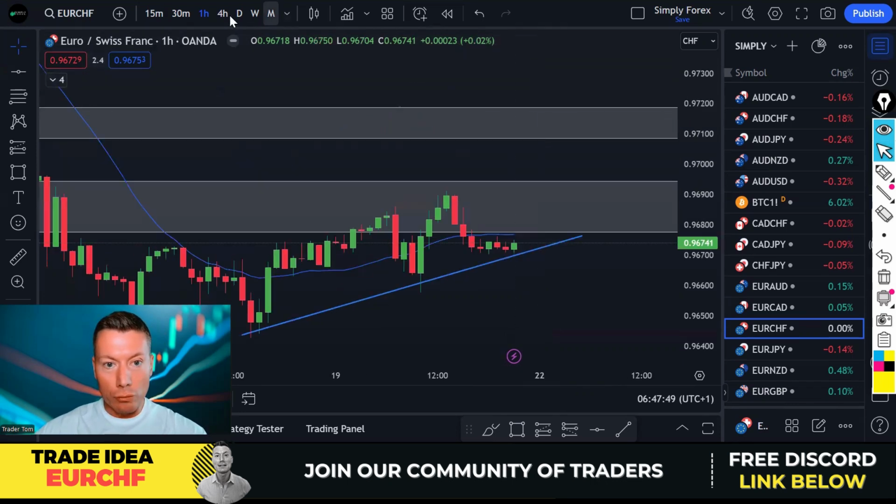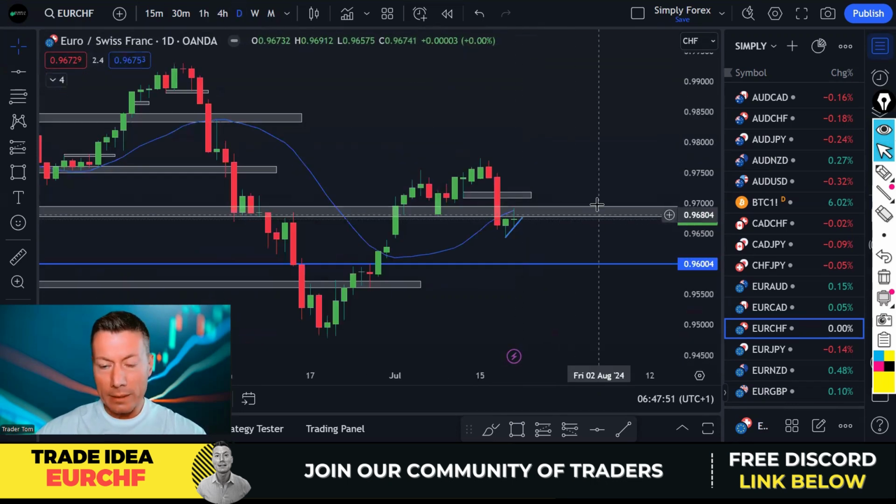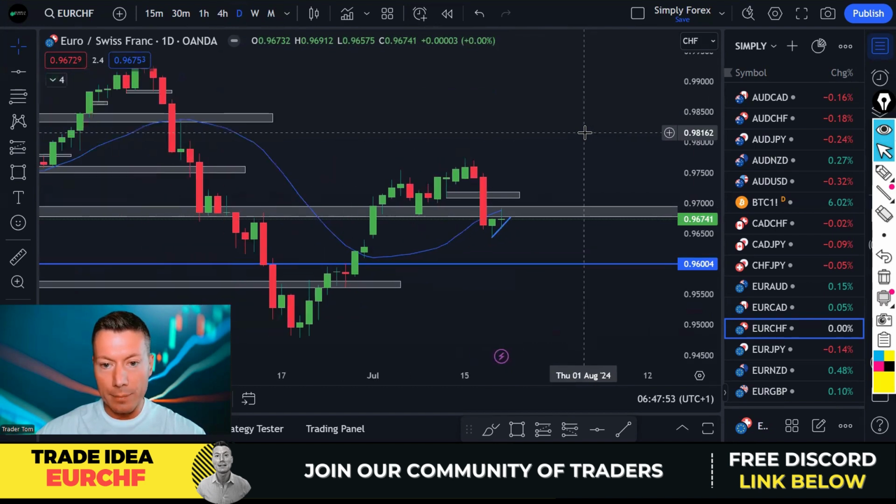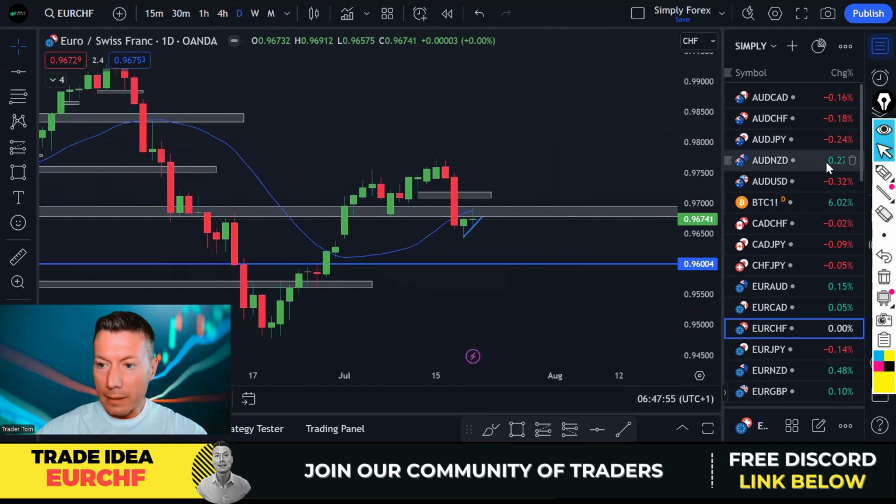Right, Euro Swiss franc. So we're going to start with the day chart, guys, because like I say, daily gives me my direction. Okay, and you can see we were in an uptrend, right? But price started hovering at that level, and then bang, we got a structure break, right? As soon as we broke this low, we are in a downtrend.